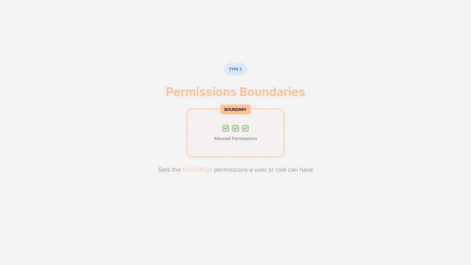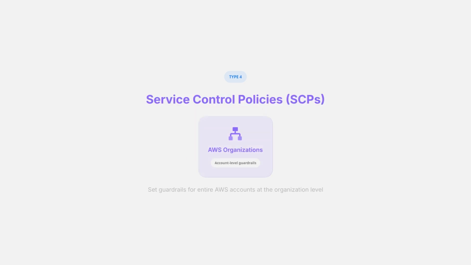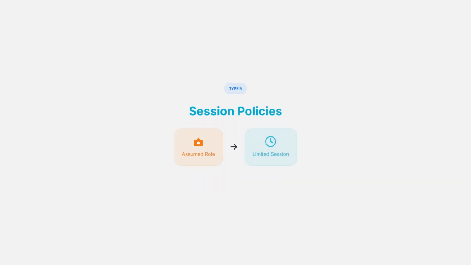Permissions boundaries set the maximum permissions a user or role can have. Even if you attach a full admin policy, the boundary limits what they can actually do. Service control policies, or SCPs, work at the AWS Organizations level. They set guardrails for entire accounts. And session policies limit permissions during a specific assumed role session.